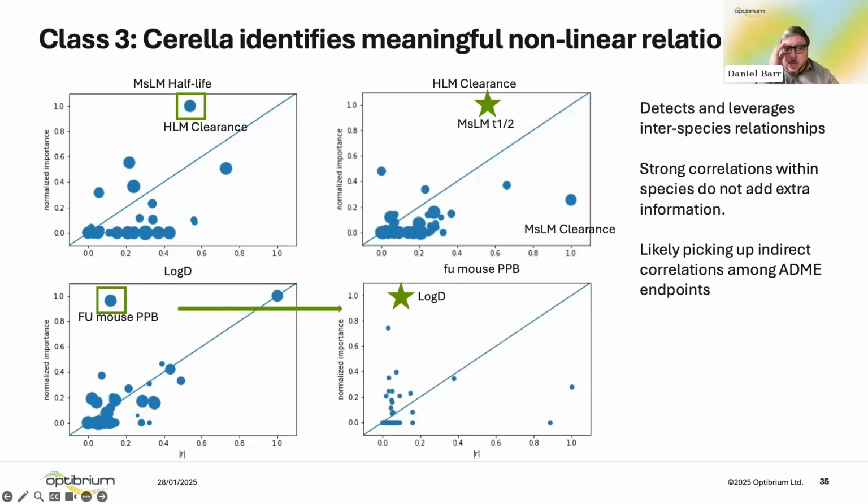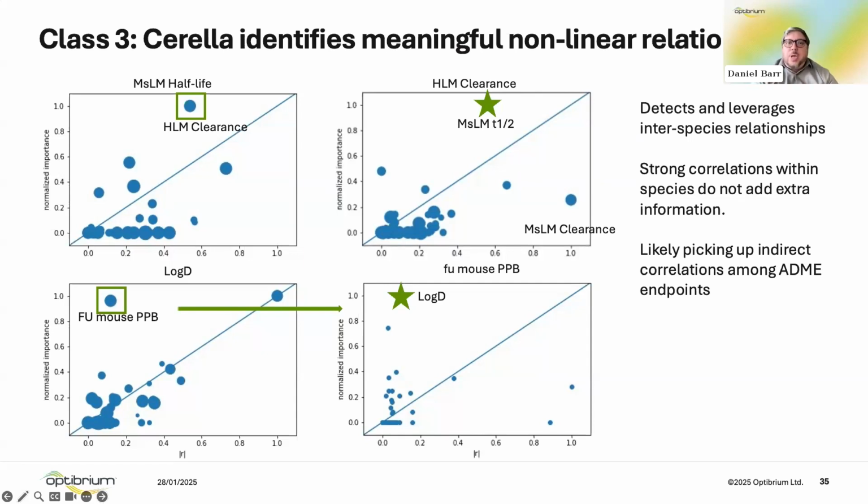And so we did. We went and found the predictions for the fraction unbound in mouse plasma protein binding. And sure enough, this relationship goes both directions. Log D, though very weakly correlated, essentially uncorrelated data, is very important for imputing that fraction unbound in the mouse.